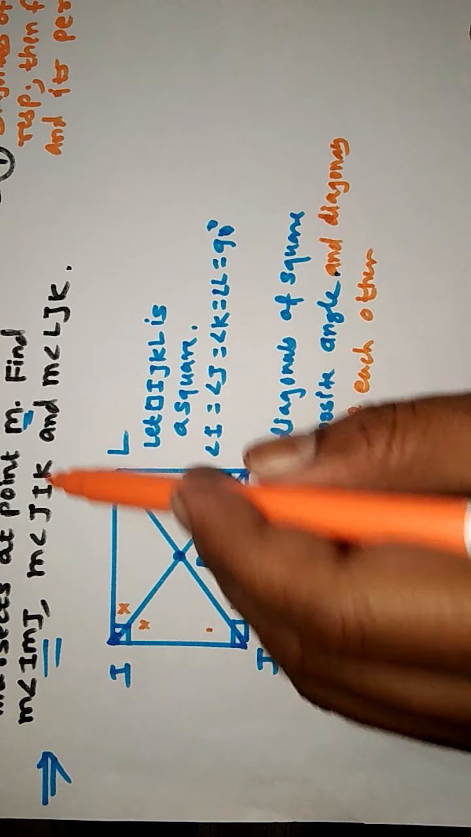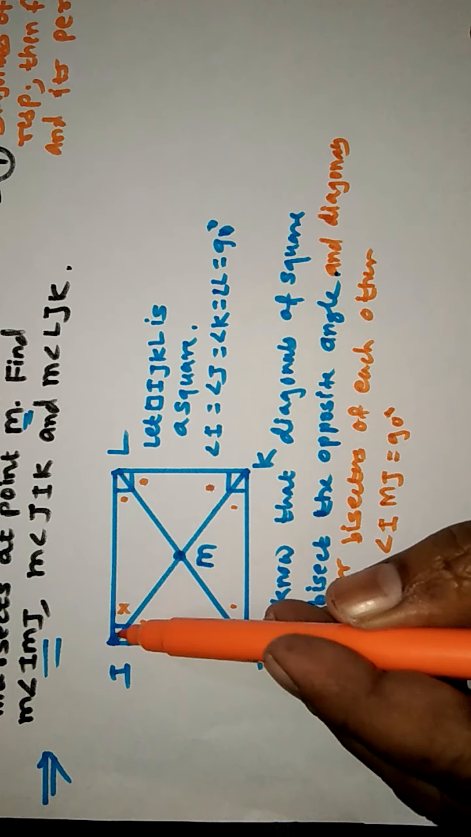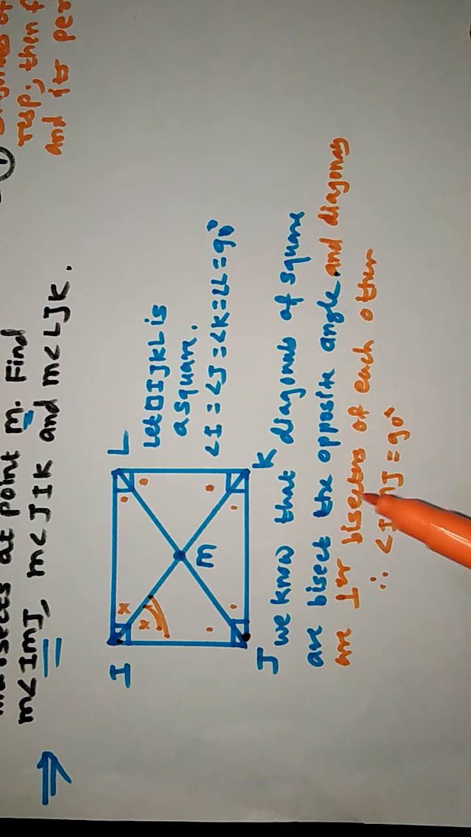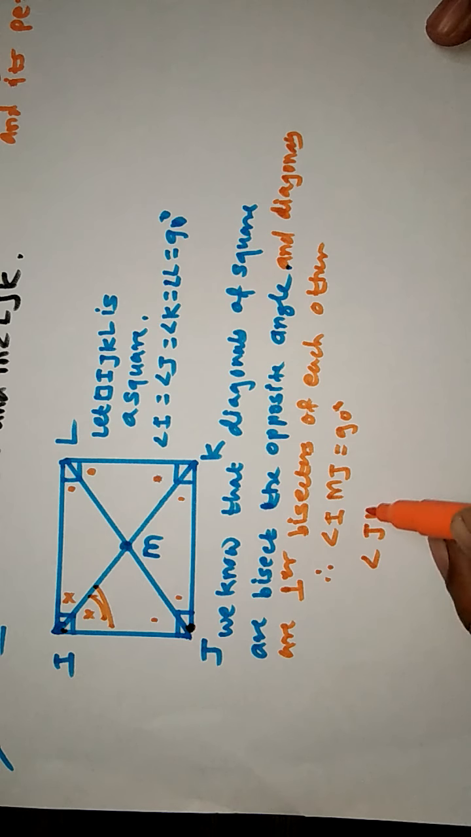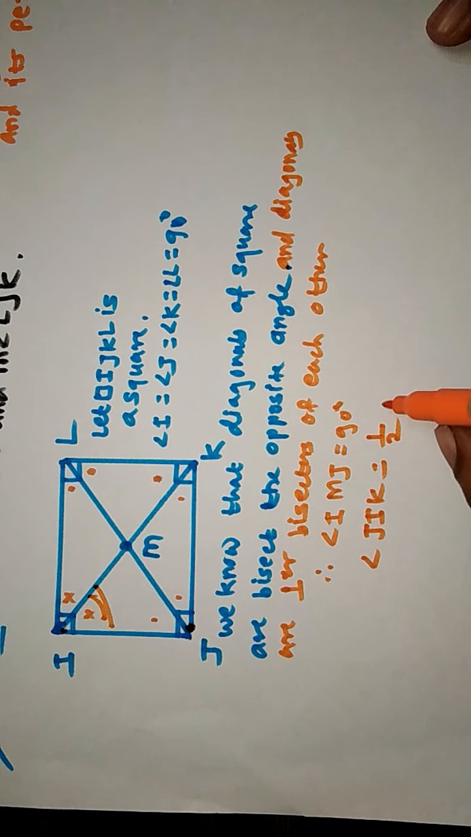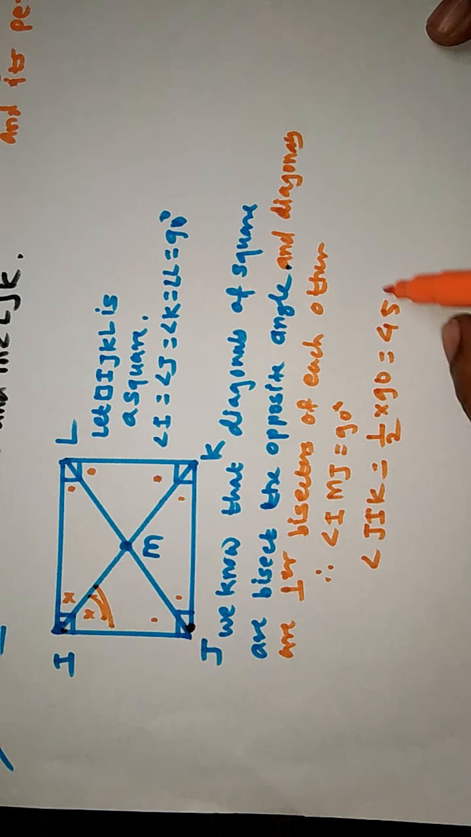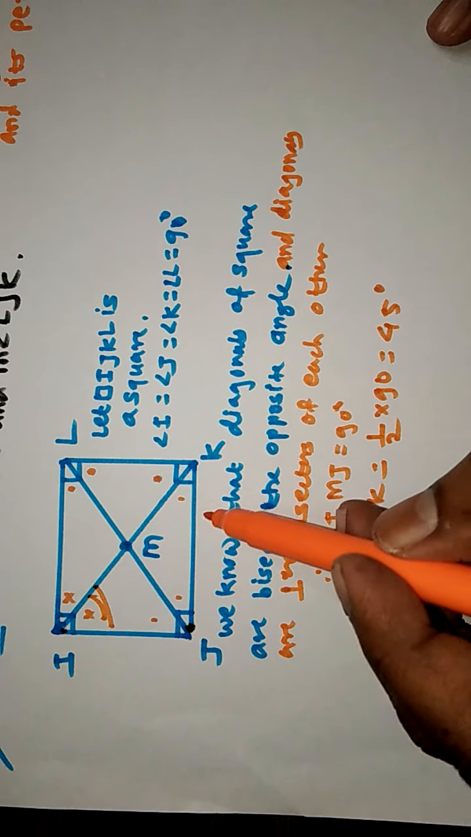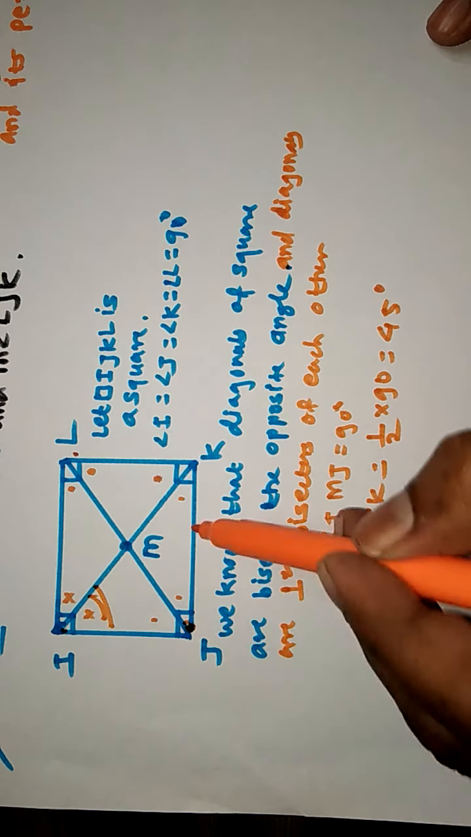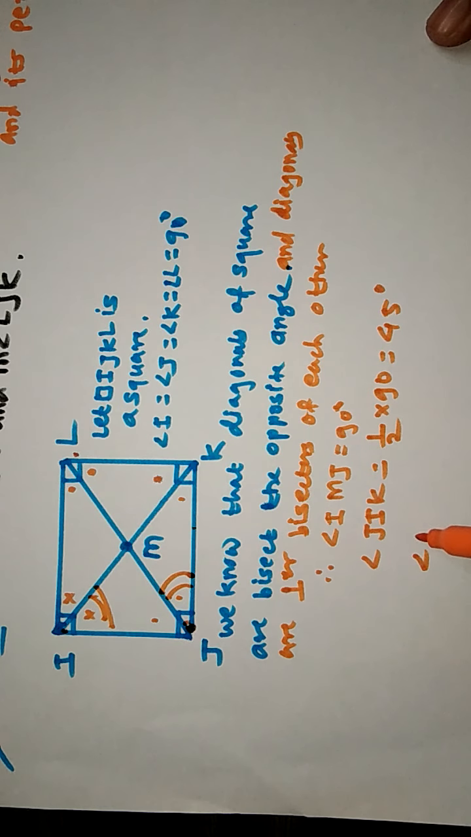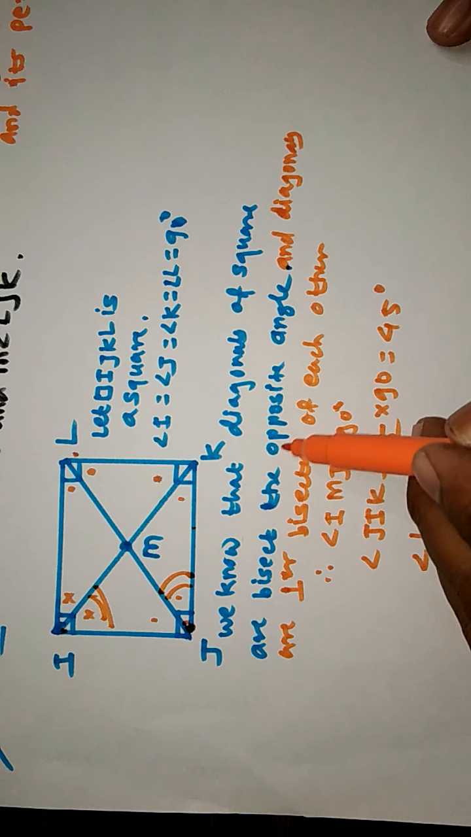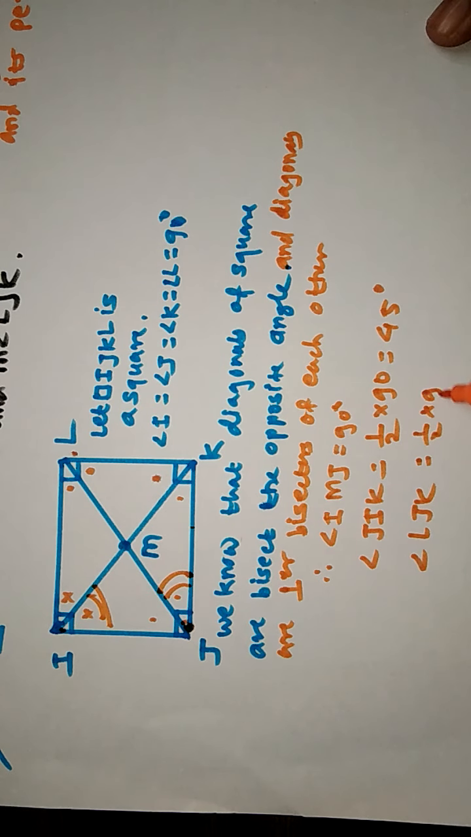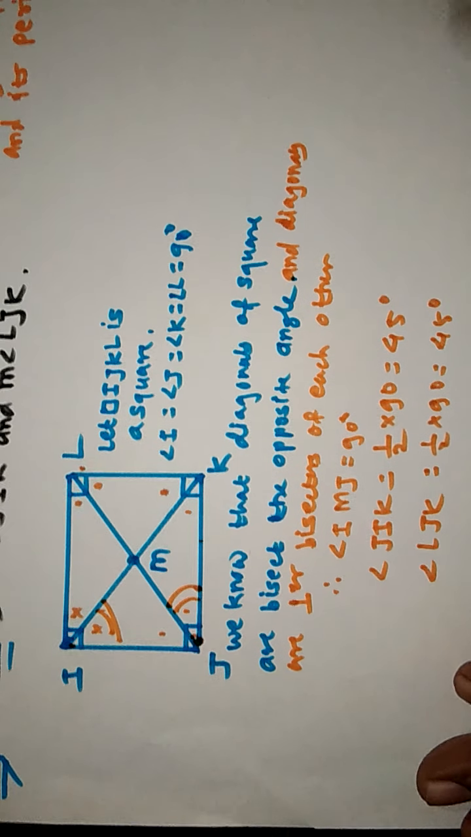What is the measure of JIK? JIK, this angle. This is half of the 90. Angle JIK is equal to half of the 90, means 45 degrees. What is LJK? LJK, this angle. Because diagonals of a square bisect the opposite angle, half of the 90 gives 45 degrees. This is example number 3.